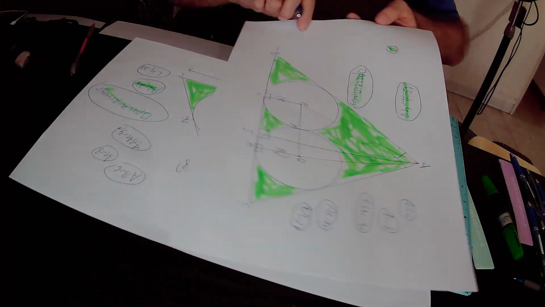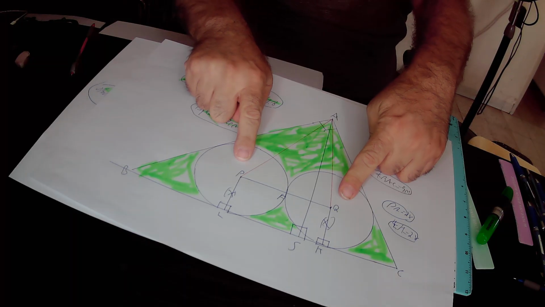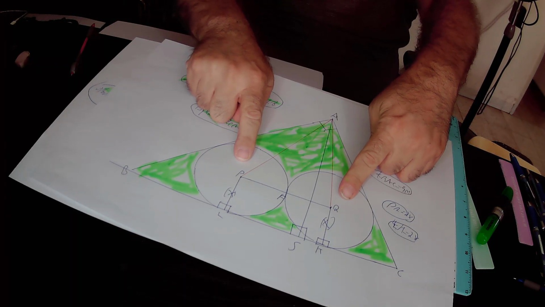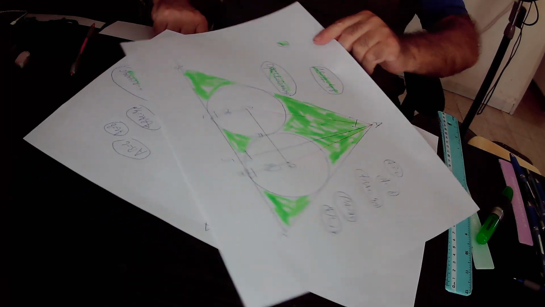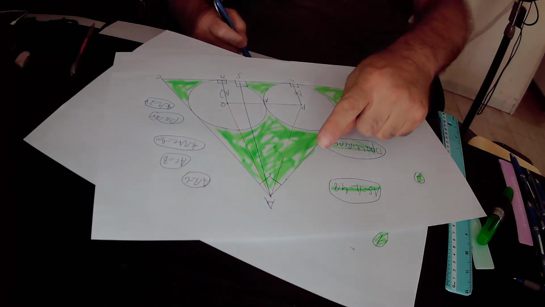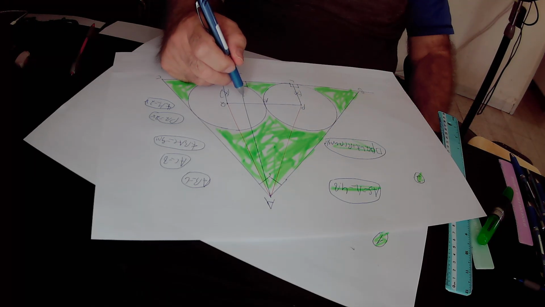Repeat again, the base PQ of the small triangle APQ equals 2x units in its length. So we define the intersection point between AS and PQ. This point is point F.